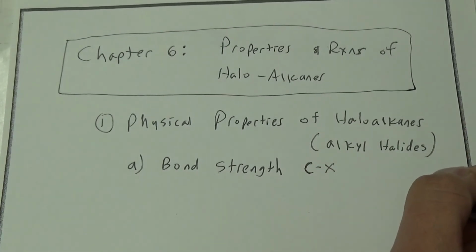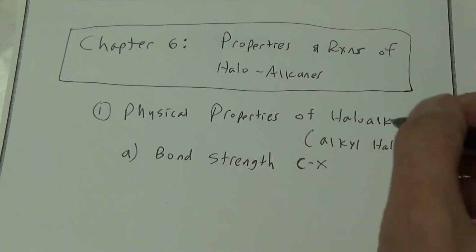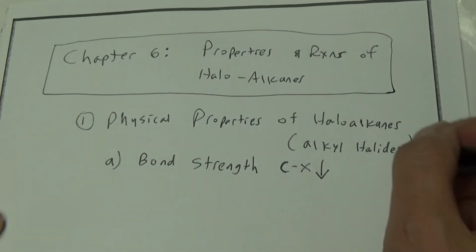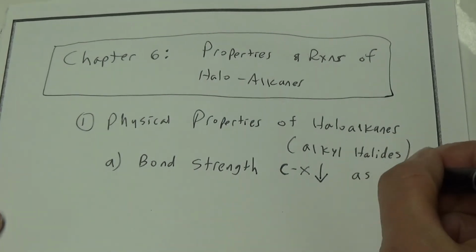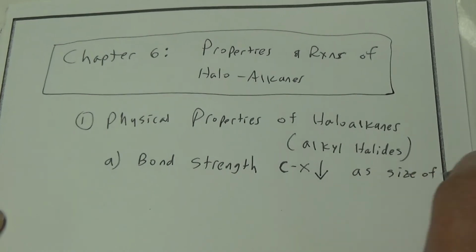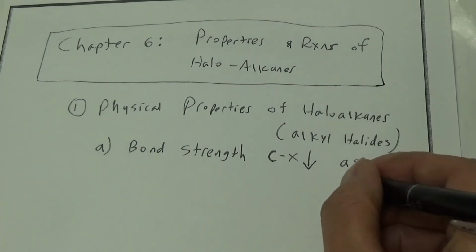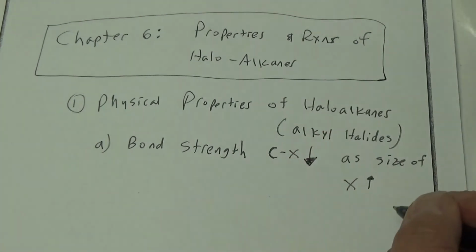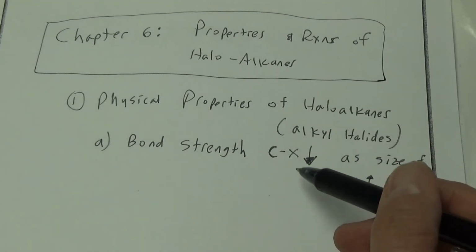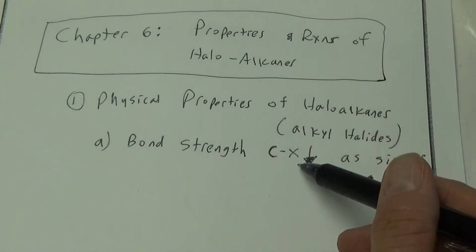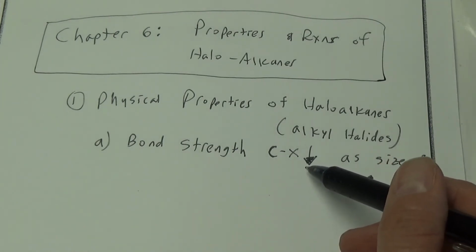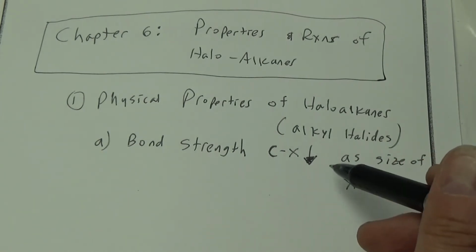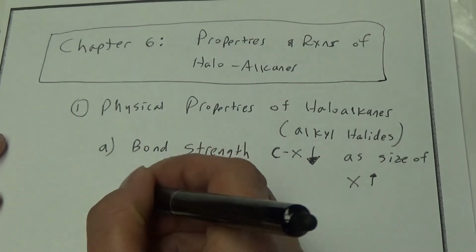X would be the halogen, and what we find is that the bond strengths decrease as the size of the halogen, X, increases. It kind of makes sense, and we'll explain why in a second. But as the X atom, like bromine, iodine, or whatever, gets larger, then the bond strength gets smaller, decreases. Alright, so let's see a couple examples of this.